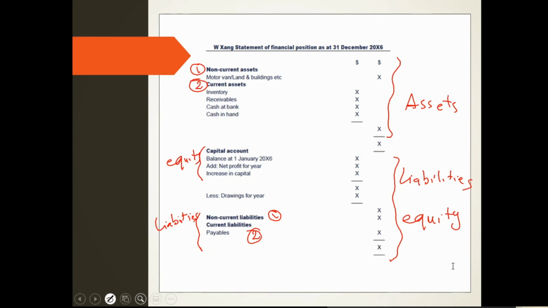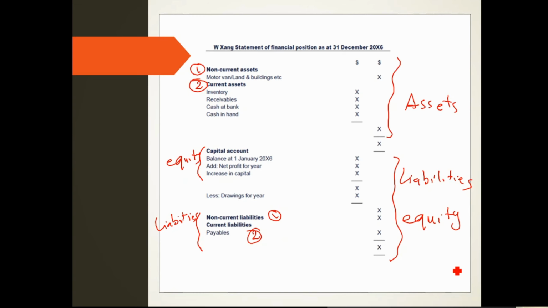When I talk about the shareholders' equity, it goes: the capital minus the drawings plus the profit, right? Okay.